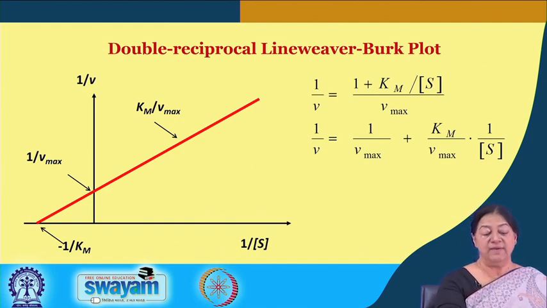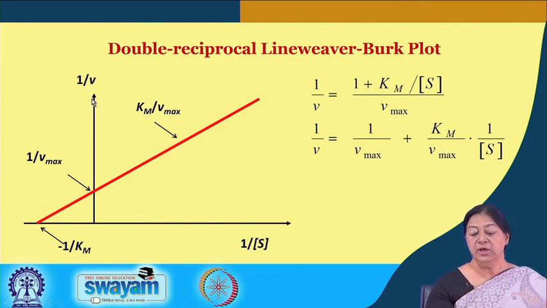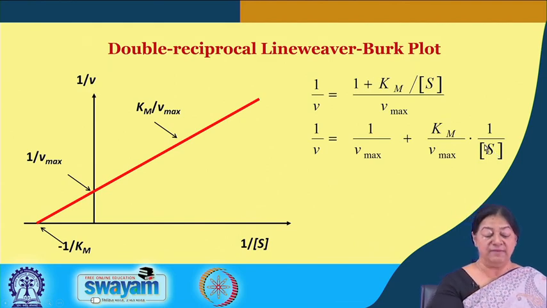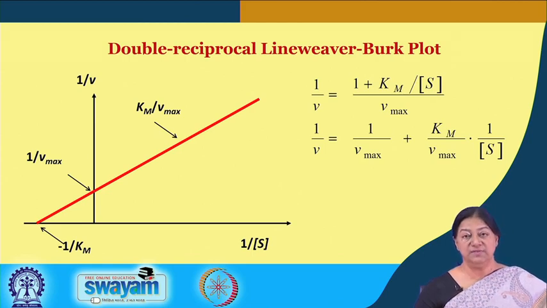So, in this case, if we rearrange the equation and plot what is called a double reciprocal plot, where we have 1 by V versus 1 by substrate concentration, this can be a straight line, as you can see from the expression here. The y-intercept is 1 by Vmax, and the intercept on the x-axis is minus 1 by Km. So, we straight away get the values of Vmax and Km, the Michaelis constant, as well as the maximum velocity attained from this double reciprocal Lineweaver-Burk plot.